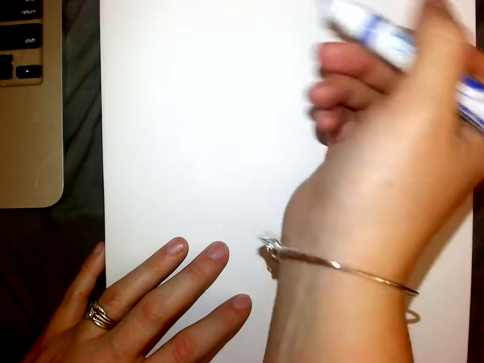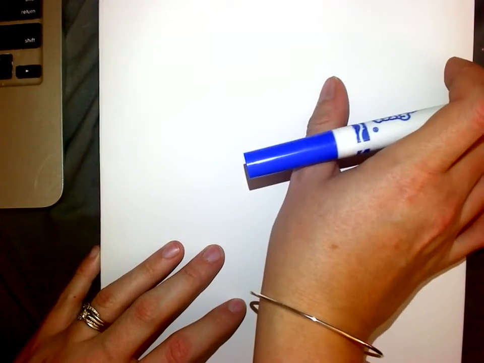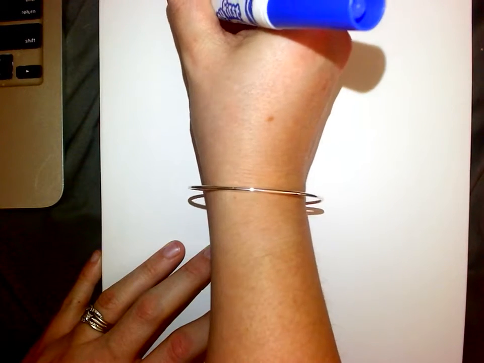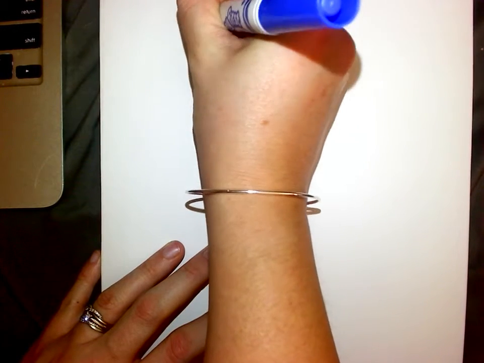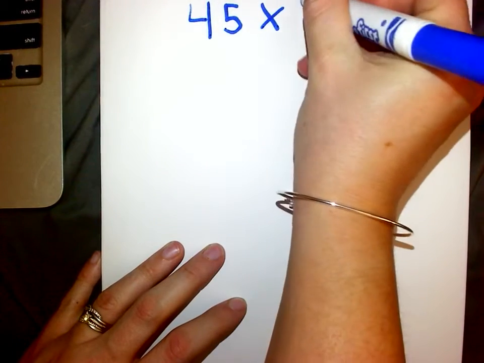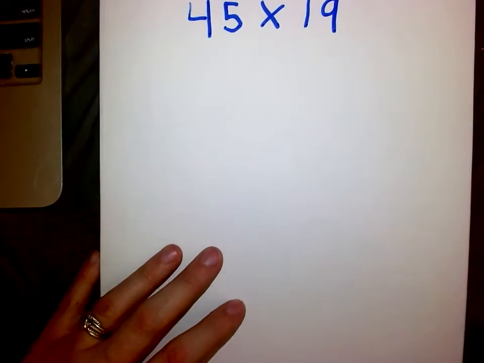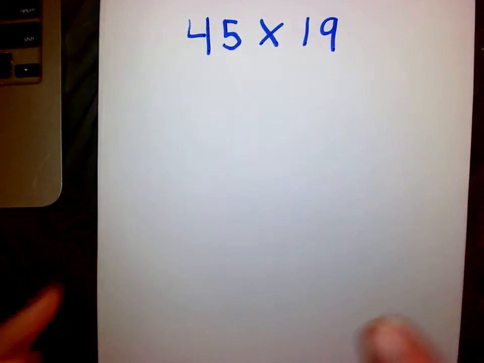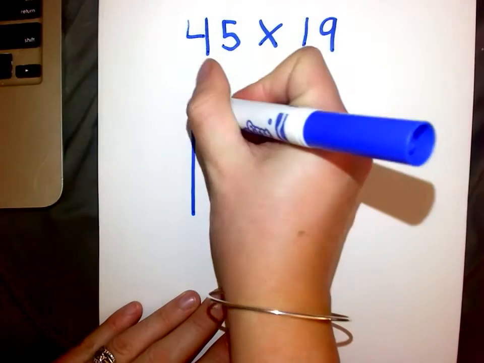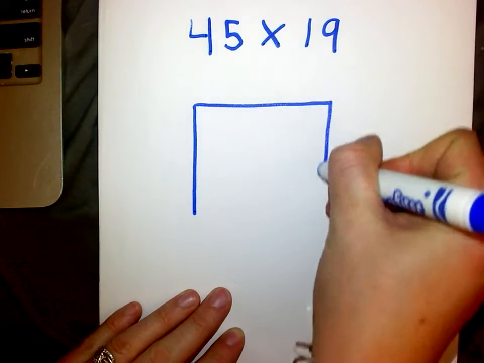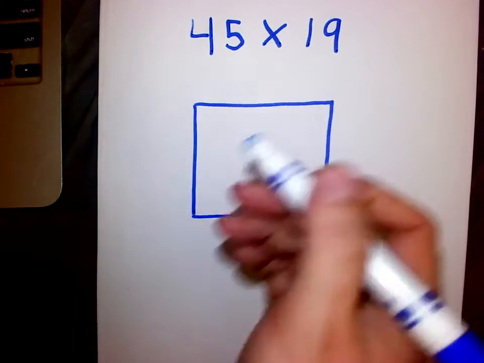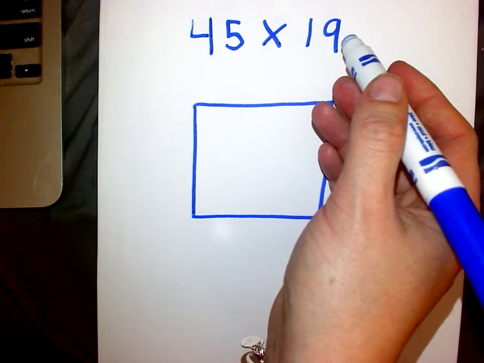So this method is called the area method, and we set it up like this. If I have a multiplication problem like 45 times 19, my first step to solving this problem is to draw a box. Then we write these numbers in what's called expanded form.